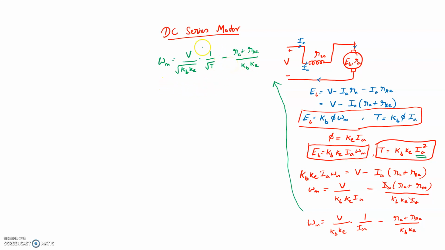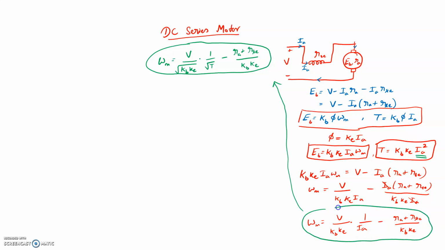So in these two expressions, in one expression the speed depends on the torque, and in the other the speed depends on the current. So a lot of variables are over here. Let me try to simplify it. Let us say these two expressions are expression number 1 and expression number 2.